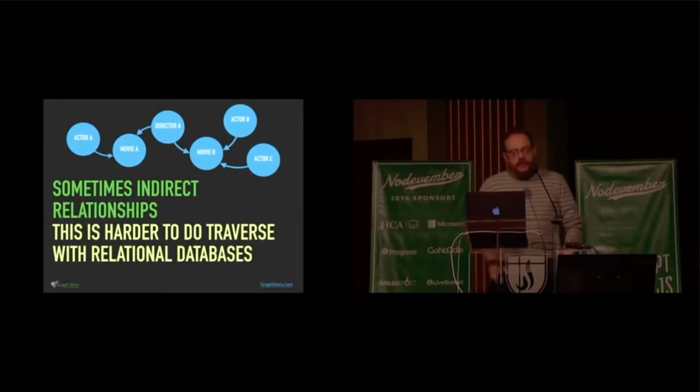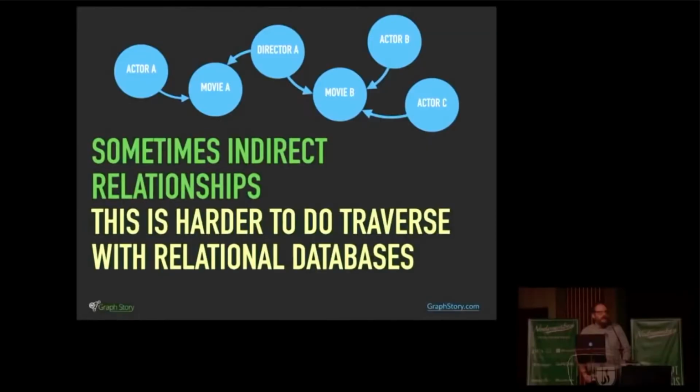Sometimes you have indirect relationships, though. So actor A is related to actor C, but they're related not directly, but indirectly. So how do we find that kind of stuff? These kinds of indirect relationships are harder to traverse with relational databases, to jump across these things and find these relationships where there's not a direct connection between the two things.